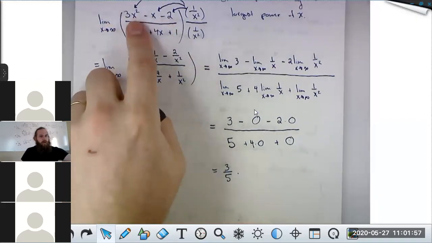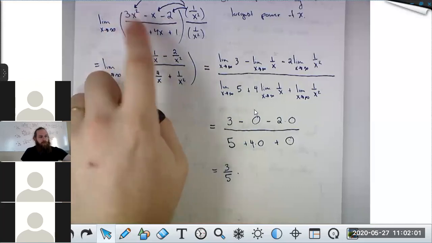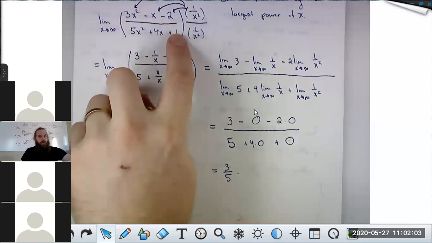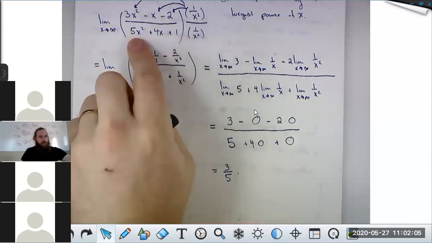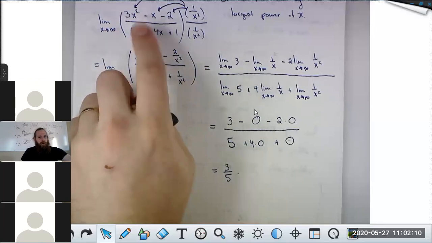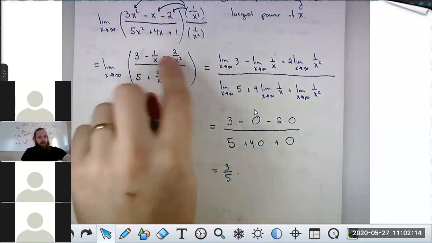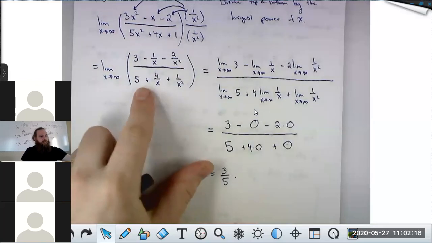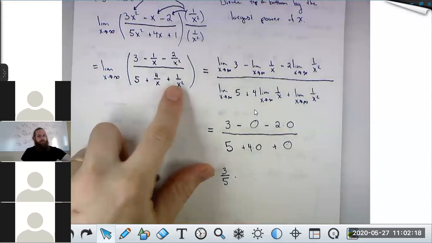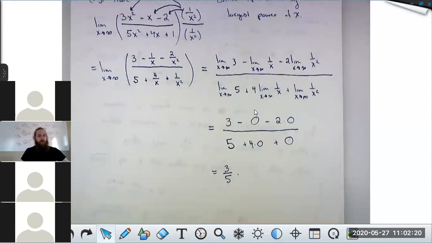The only thing that really contributed from the top was the 3x squared. Similarly, the 4x down here and the plus 1, they didn't contribute anything. The only thing that really contributed anything was the 5x squared. Because when we divided top and bottom by x squared, we got constants and then stuff that goes to 0. So that's where that trick you learned in your algebra classes comes from. It comes from this theorem.